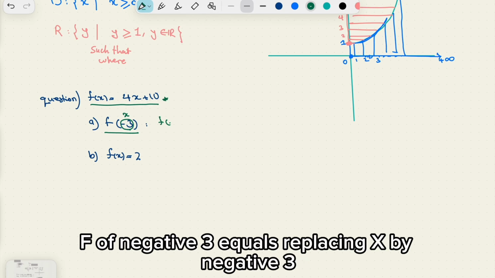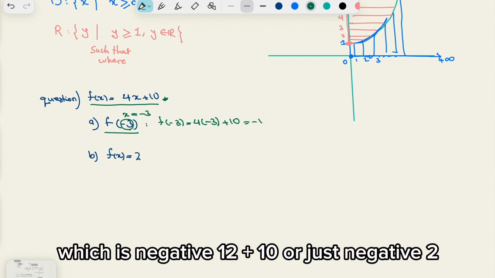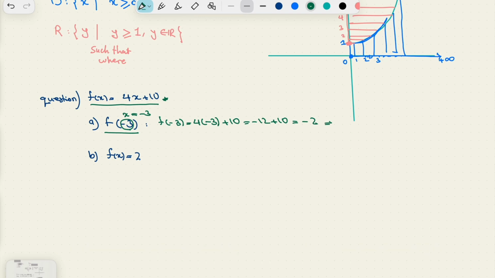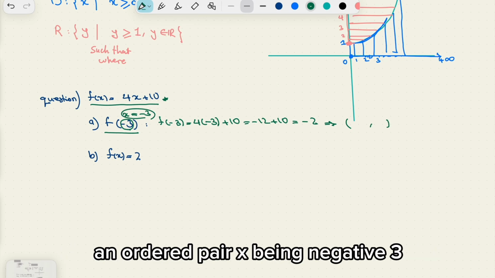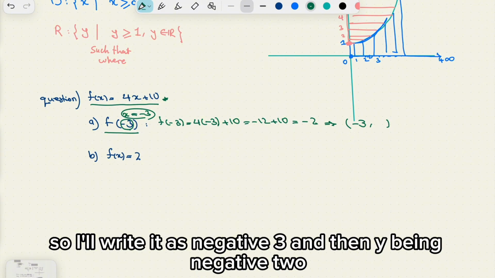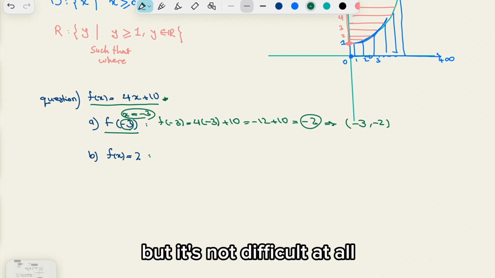I'll say, okay, f of negative 3 equals, replacing x by negative 3, 4 times negative 3 plus 10, which is negative 12 plus 10, or just negative 2. Okay, that now gives me a point, an x and y, an ordered pair. X being negative 3, so I'll write it as (negative 3, negative 2), and then y being negative 2. Now the second one might be a bit trickier, but it's not difficult at all.